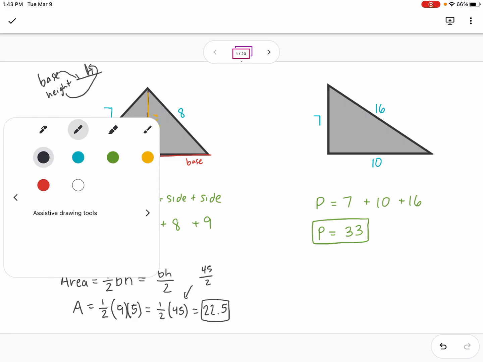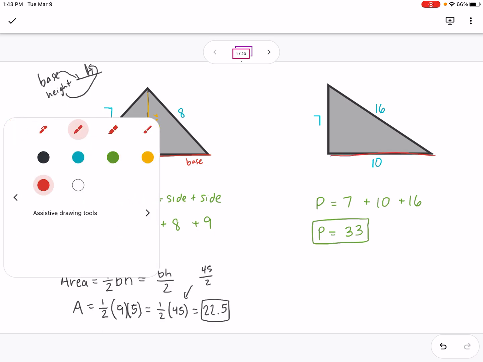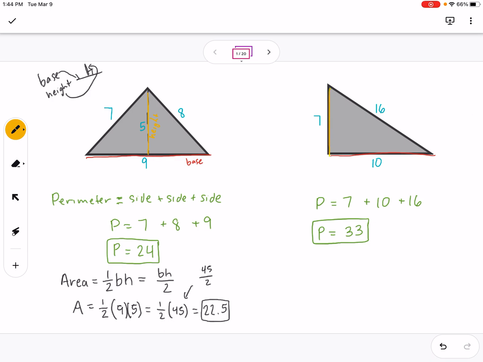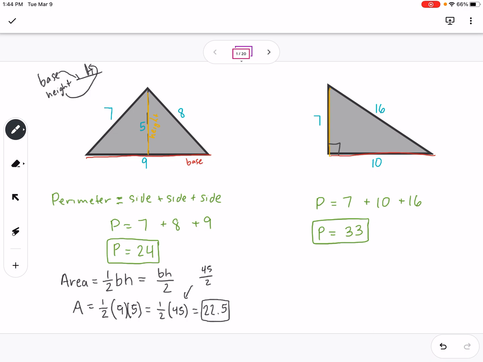Now the area of this triangle over here is a little bit different because the base is here, and because there is a right angle in the triangle. A right angle is a 90-degree angle. It's that corner right here. Okay, that's a right angle. Because there's a right angle in the triangle, the base and the height are actually sides of the triangle.